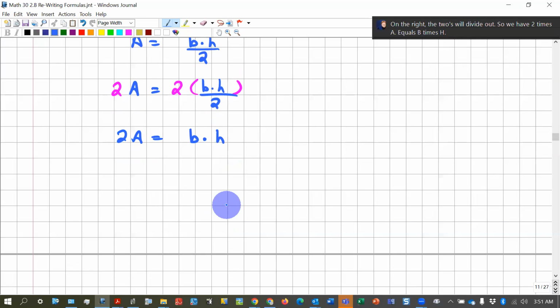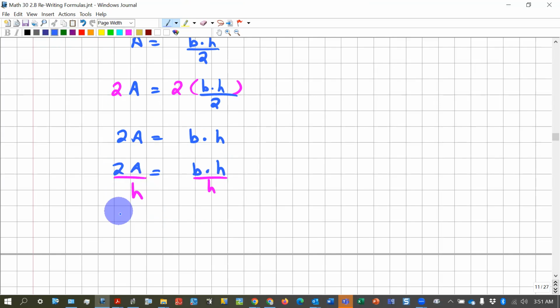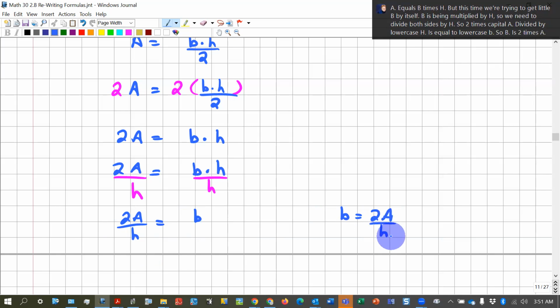But this time we're trying to get little b by itself. B is being multiplied by h, so we need to divide both sides by h. So 2 times capital A divided by lowercase h is equal to lowercase b. So b is 2 times A over h.